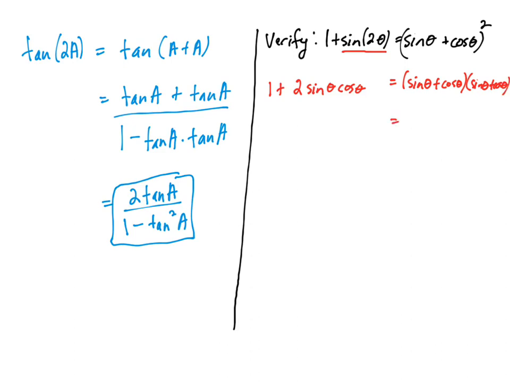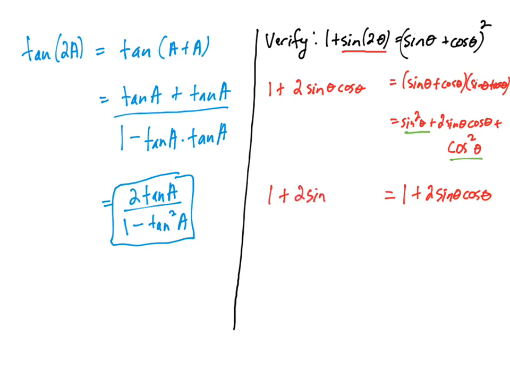But when I FOIL this, I get sine squared of theta plus the inside and the outside terms. I get 2 sine theta cosine theta. And then the last terms, I get cosine squared of theta. Now what we notice is we have a sine squared and a cosine squared on the right-hand side. That's equal to the Pythagorean identity. Sine squared plus cosine squared is equal to 1 plus 2 sine of theta cosine theta, and that's exactly what we have on the left-hand side. 2 sine of theta cosine of theta. So those are the exact same.